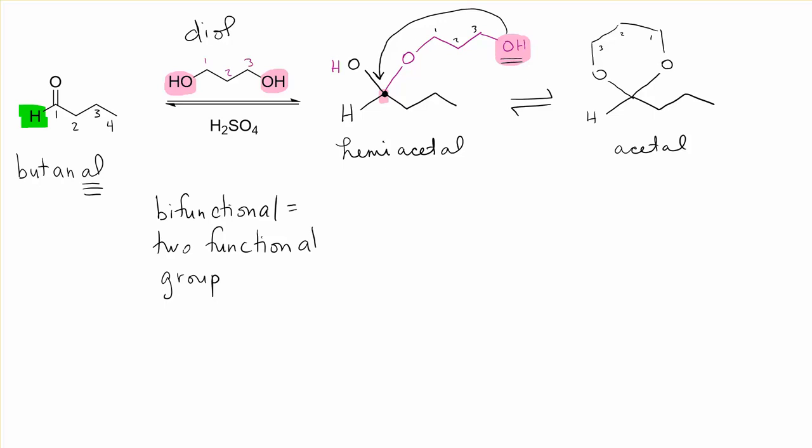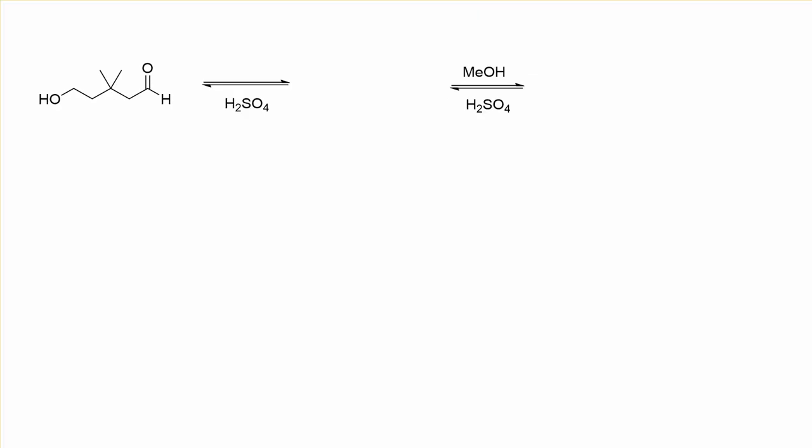One more example of this. This is another tricky one, because you have another bifunctional molecule. You have an aldehyde, you have an alcohol, but they are tethered together. This alcohol group is going to swing on over to bond in to the carbonyl carbon.